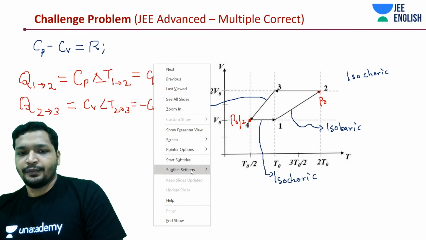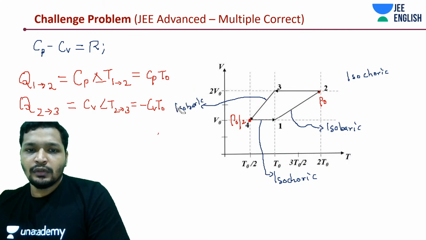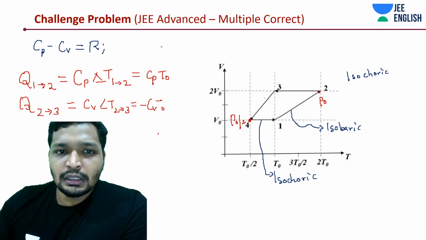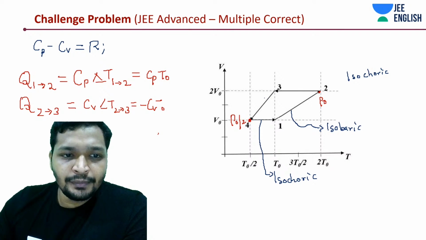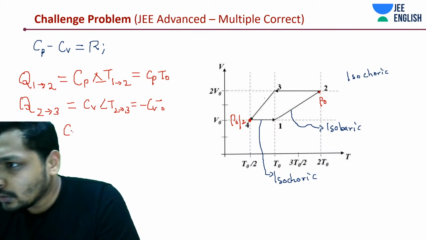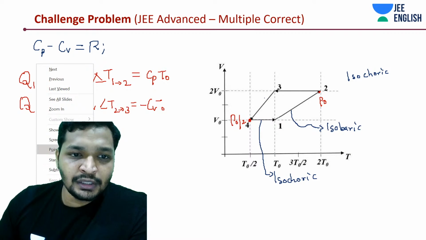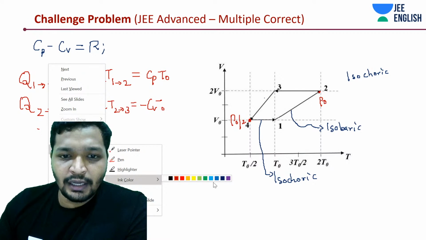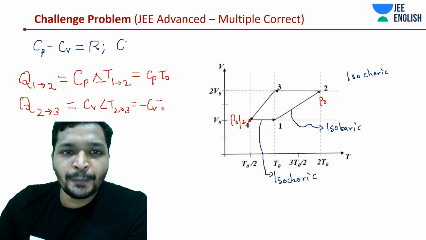Negative. But now, one more thing. How much is the value of CV? I'll write it down over here, since this won't be visible. How much is the value of CV? 3R by 2.